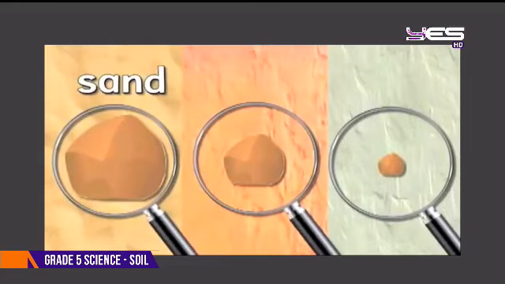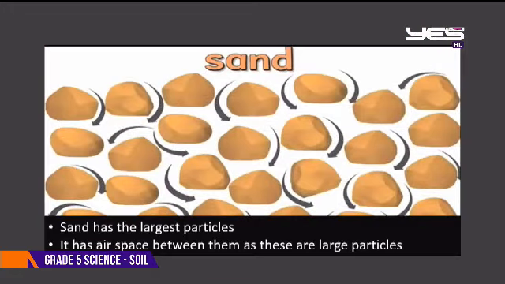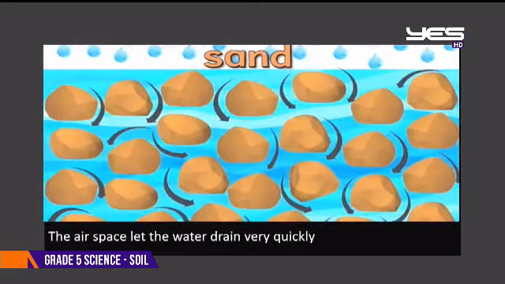Actually, the difference between the types of soil is mainly identified because of the differences in their size. Now here from the picture you can see, first we will go through sand. Sand has the largest particles and it feels rough. Sandy soil has the largest particles and it also has airspace between these particles. Because sandy soil has airspace between them, it lets the water drain through very quickly.